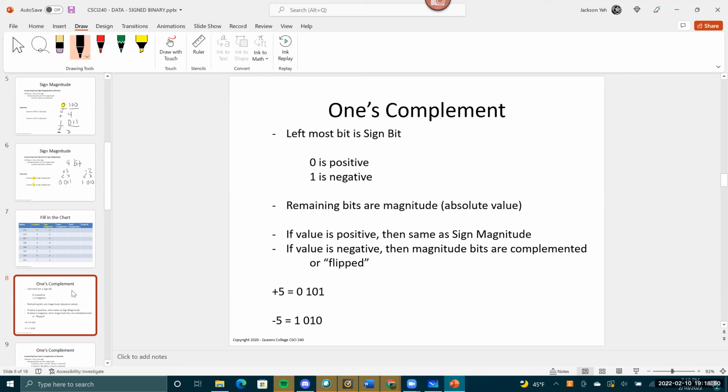All right, so what does that mean? Let's look at this example here. Positive 5, 0 for positive and 5, right? So remember we said that when it's positive, it's just like sign magnitude. That's why 5 in sign magnitude and 1's complement look the same. However, when it's negative, look at the bits. Your sign bit changes from 0 to 1, right? And then your magnitude 1, 0, 1 changes to 0, 1, 0. So every bit is flipped. So positive 5 and negative 5 look like the mirror image of each other, right?